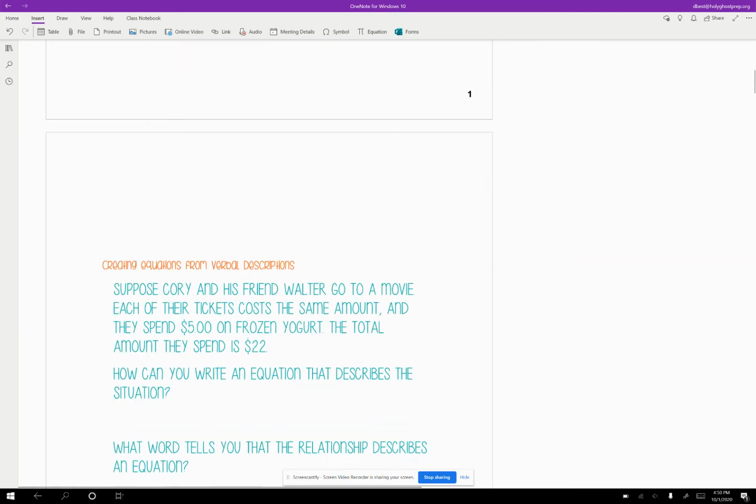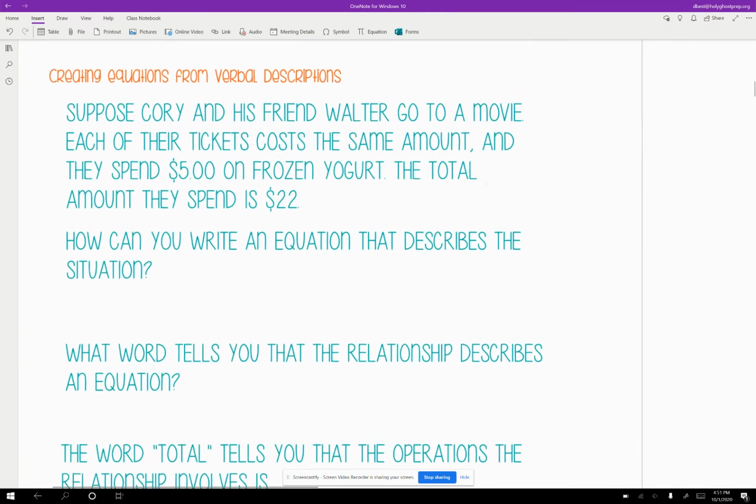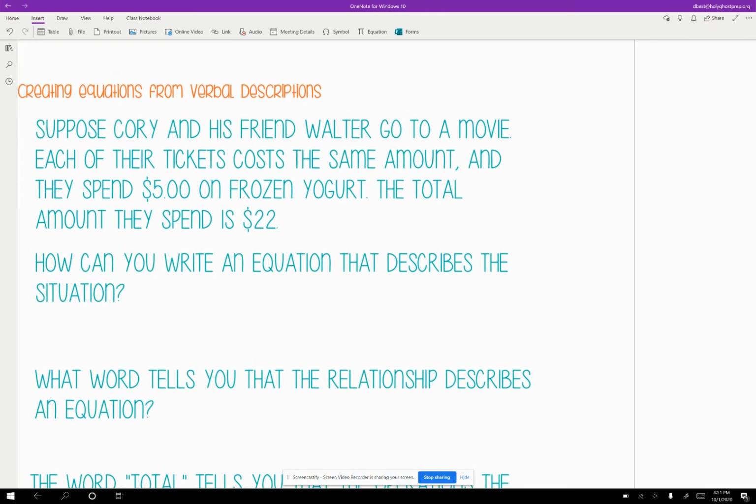So let's jump in. Our first example is all about Corey and his friend Walter. And they go to a movie, and each of their tickets cost the same amount. And they also decide to spend $5 on frozen yogurt. The total amount they spend is $22. So we are going to write an equation that describes this situation for Corey and Walter. And my first question for you is, what word tells you that the relationship describes an equation? There is one word in this whole paragraph that says this is going to be an equation.